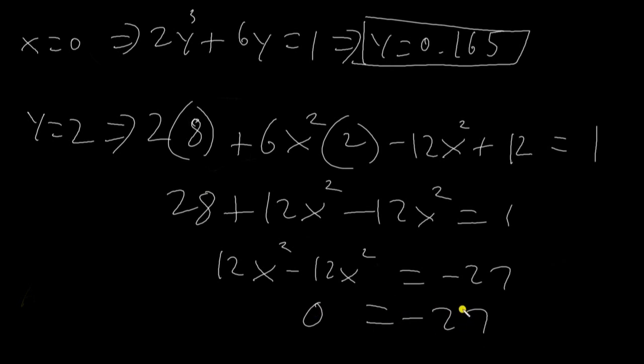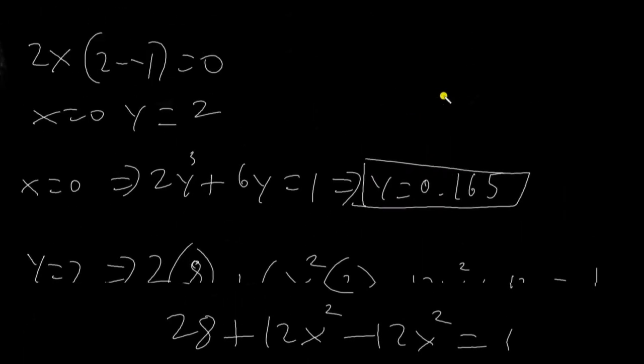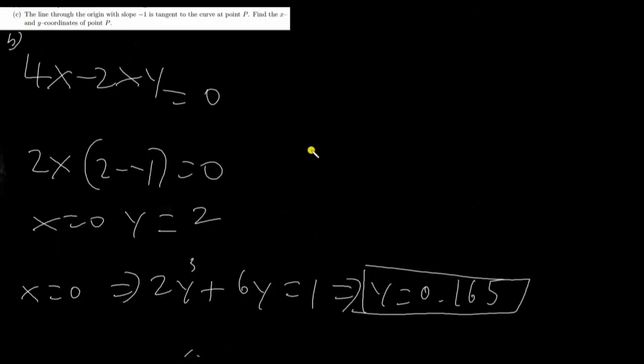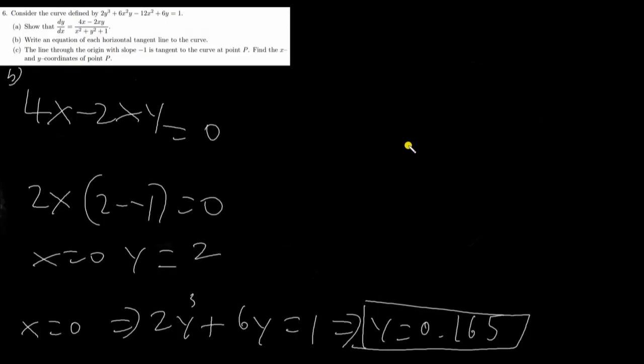And that's not true. So y equals 2 actually has no solution, because there's no x coordinate that will make y equal to 2. So y equals 2 is not a valid solution, meaning where x equals 0 and y is equal to 0.165, this is the only solution. So y equals 0.165 is the only equation for the horizontal tangent line to the curve.